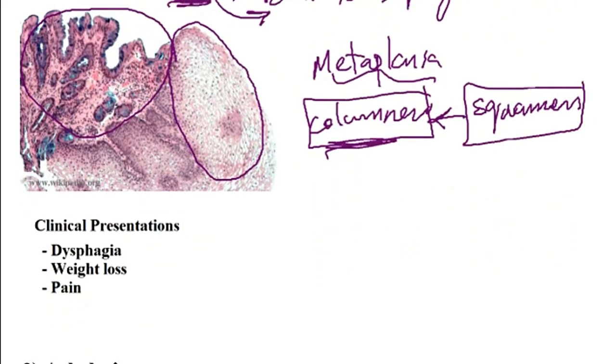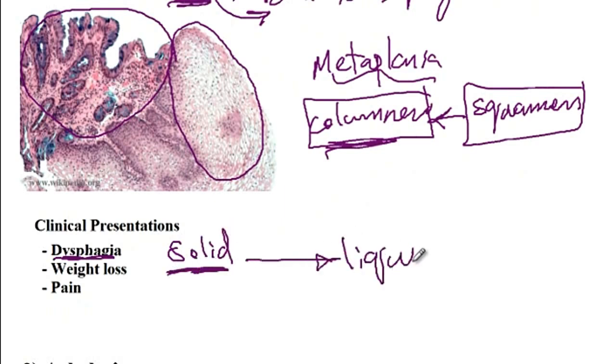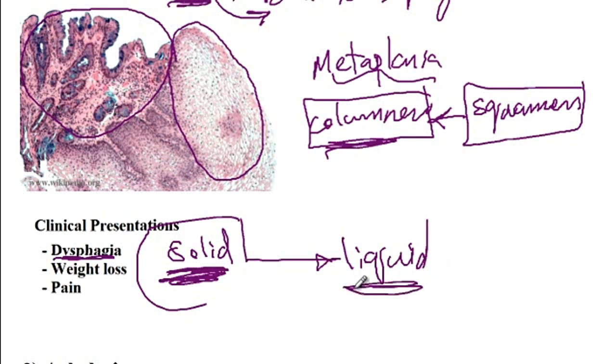The clinical presentations of these patients include dysphagia, where they will initially have difficulty with swallowing solid foods that will later on become a problem drinking liquids as well. So these patients have more problem with eating solids, but later on in the course of the disease, they will also develop problems with drinking liquids. They also develop weight loss as well as pain with swallowing.